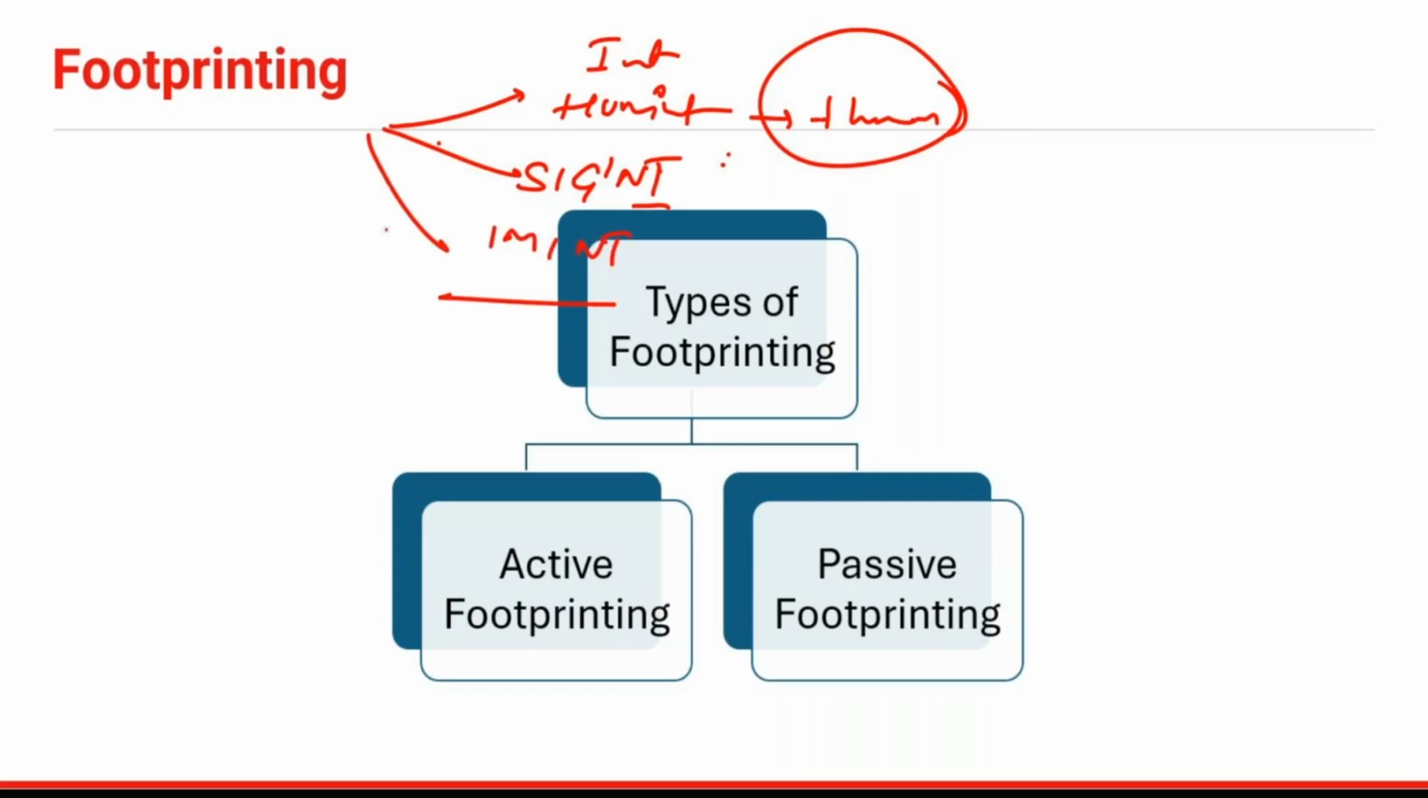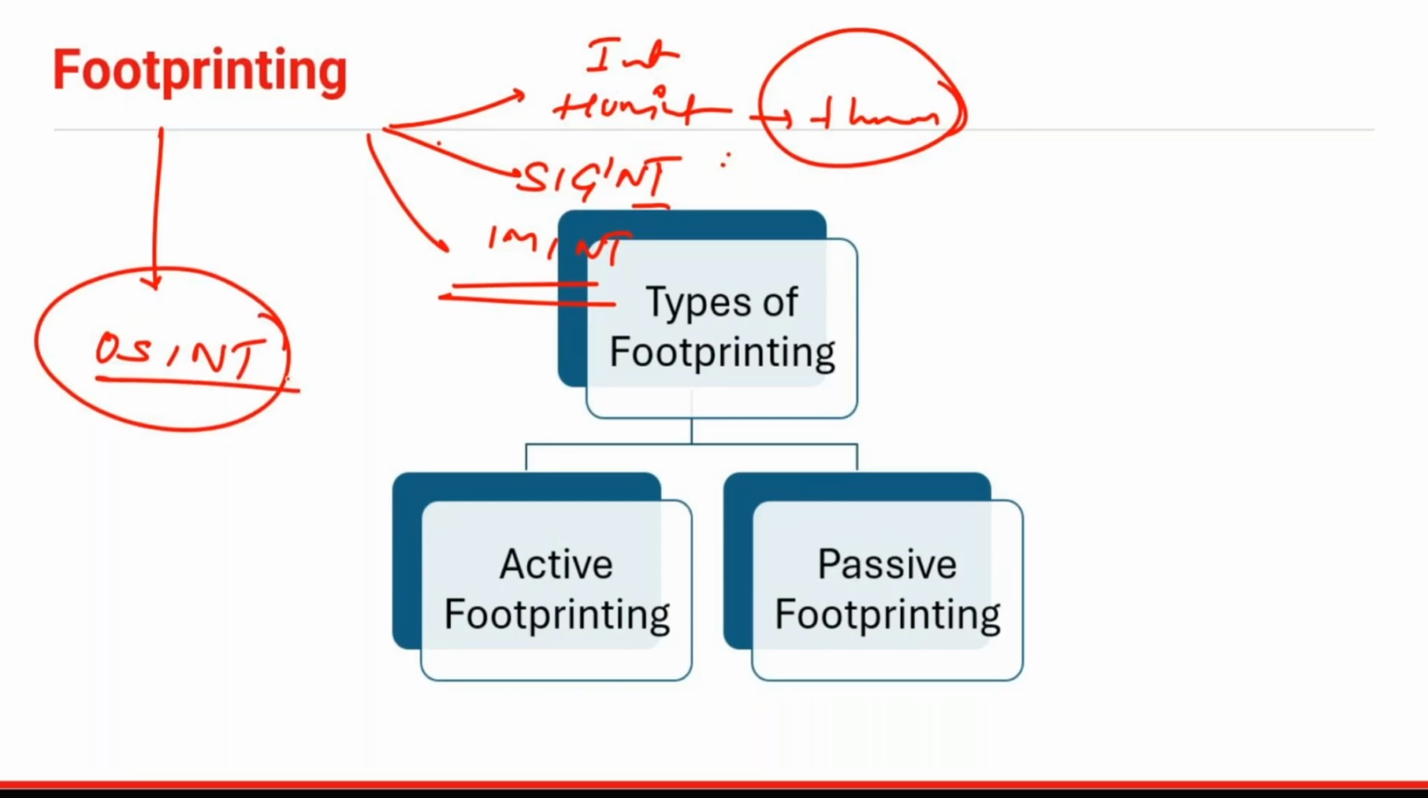We could have IMINT, imagery intelligence, like gathering information from images. Governments do that. They perform aerial reconnaissance through satellites. They gather information about suspects. And last, that is the focus of our discussion, that is OSINT, open source intelligence. Here we are gathering information from publicly available sources, from social media, from websites, from news reports. That is OSINT.